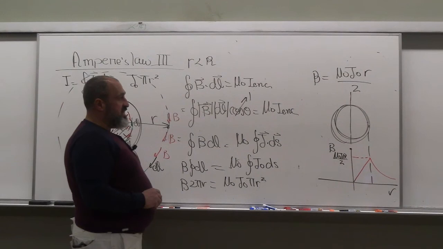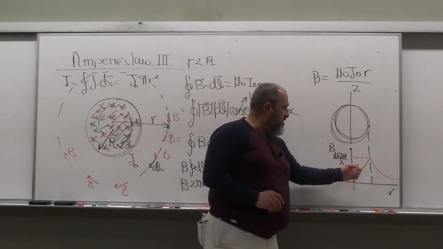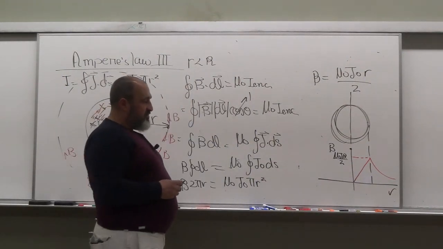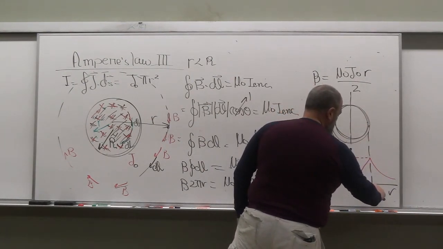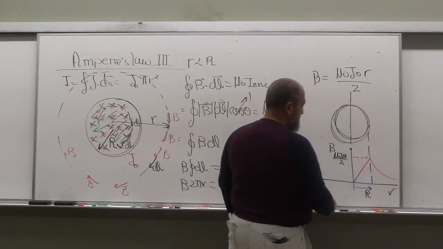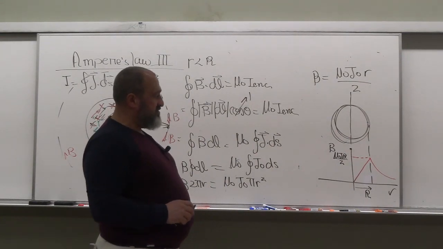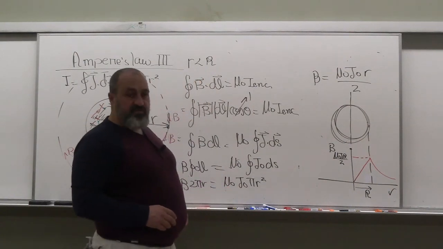Interesting to note that you can get this value either from approaching from the inside or the outside, which give you the same value of B. So this is R. All right. So that's a simple example of uniform current density.